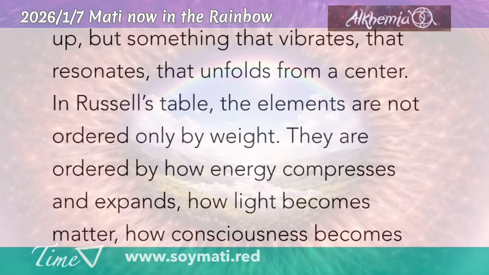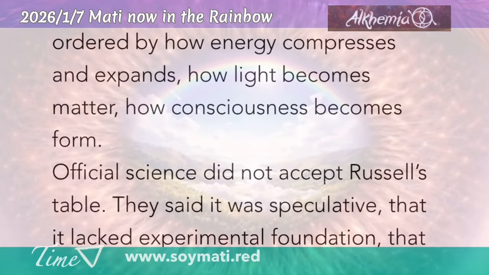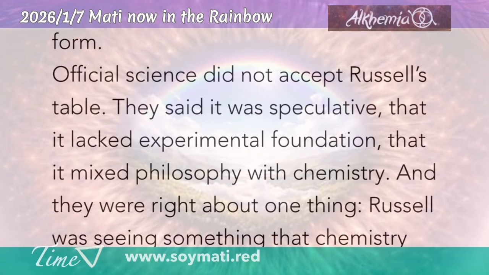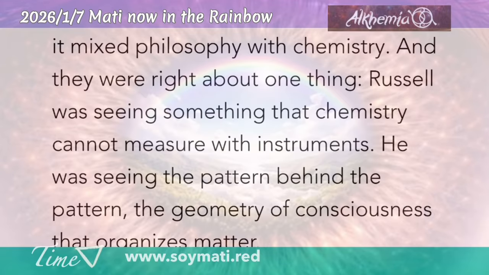In Russell's table, the elements are not ordered only by weight. They are ordered by how energy compresses and expands, how light becomes matter, how consciousness becomes form. Official science did not accept Russell's table. They said it was speculative, that it lacked experimental foundation, that it mixed philosophy with chemistry. And they were right about one thing. Russell was seeing something that chemistry cannot measure with instruments.